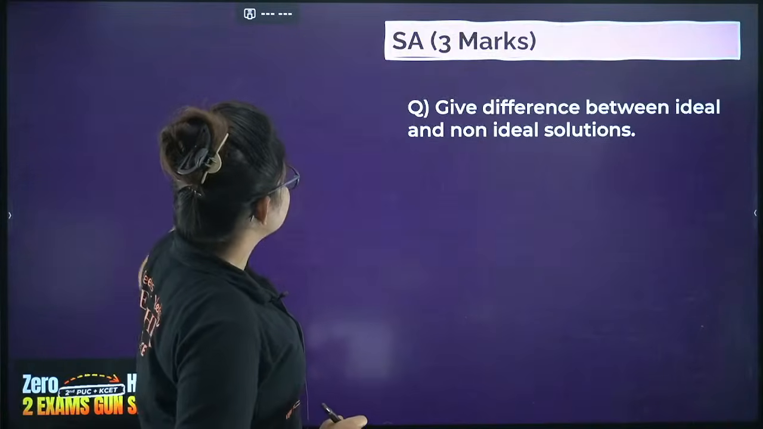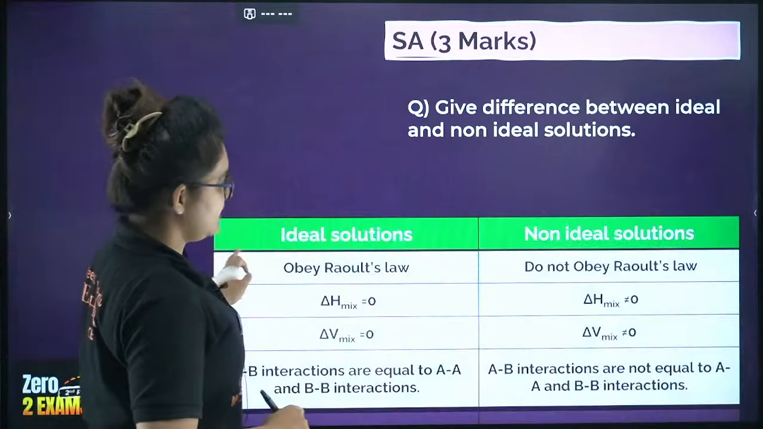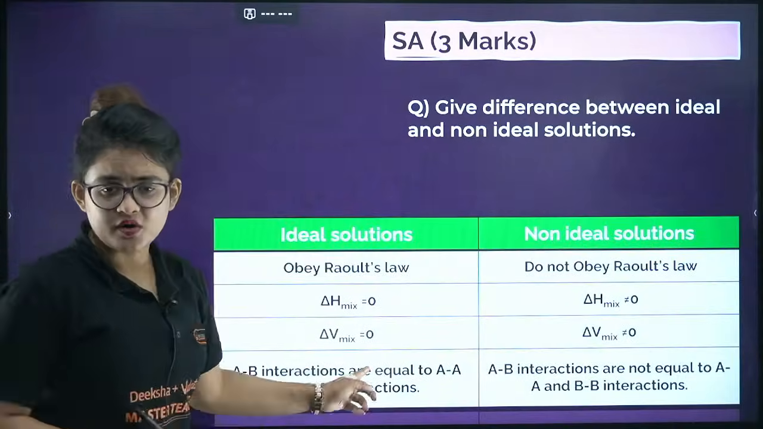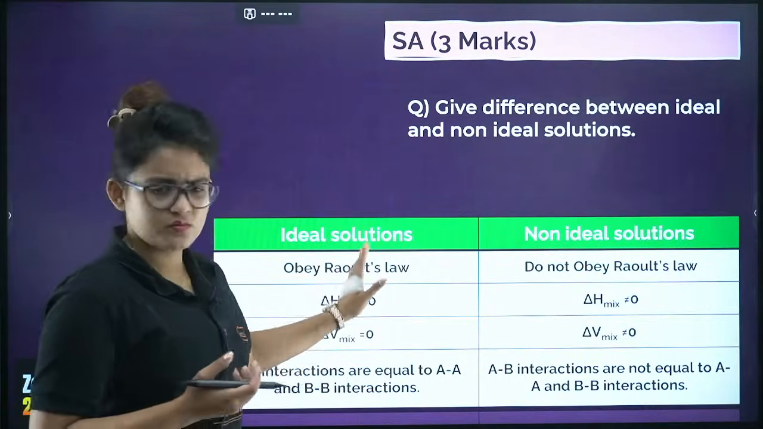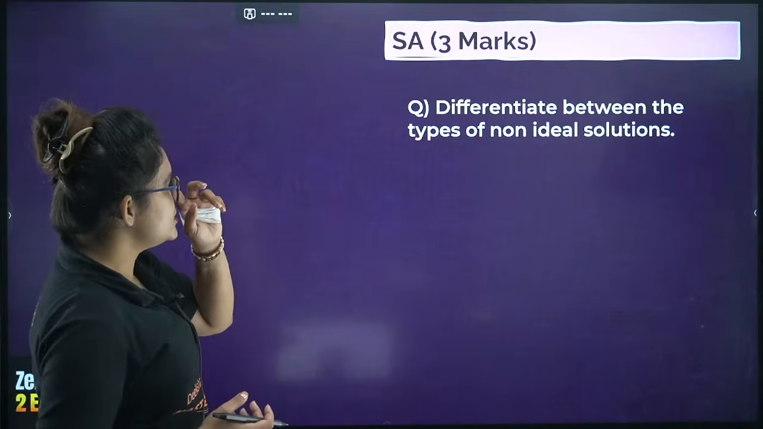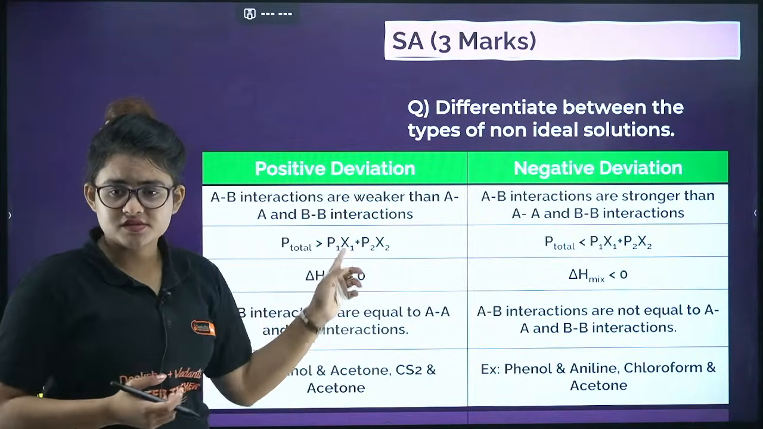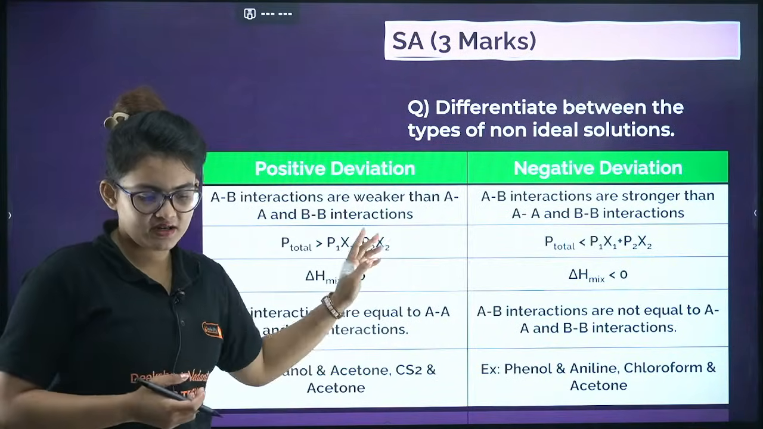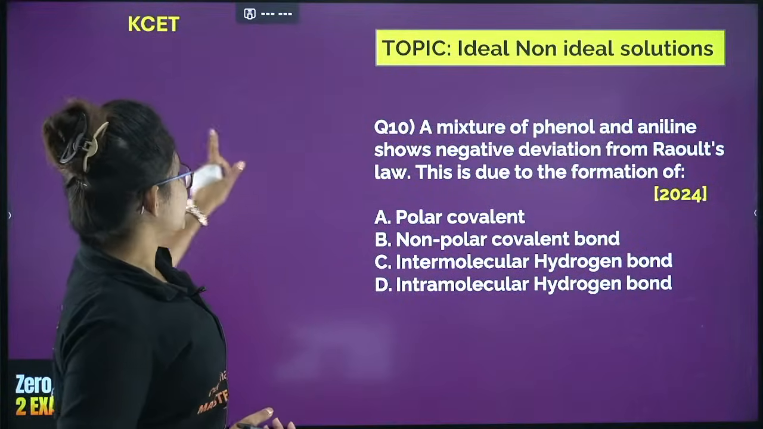Let's proceed further. Here you can see a short answer type: give the difference between ideal and non-ideal. We already discussed these points. Any two you can take, or it is a 3-marker question as you can see, so try to write them all. Let's proceed further. Here you can see differentiate between the types of non-ideal solution, meaning positive deviation and negative deviation. We already discussed it. I guess you can proceed. This is a KCET question.